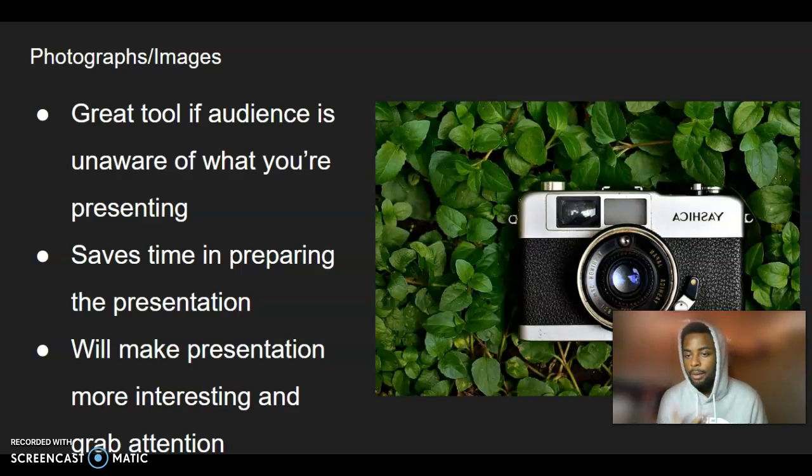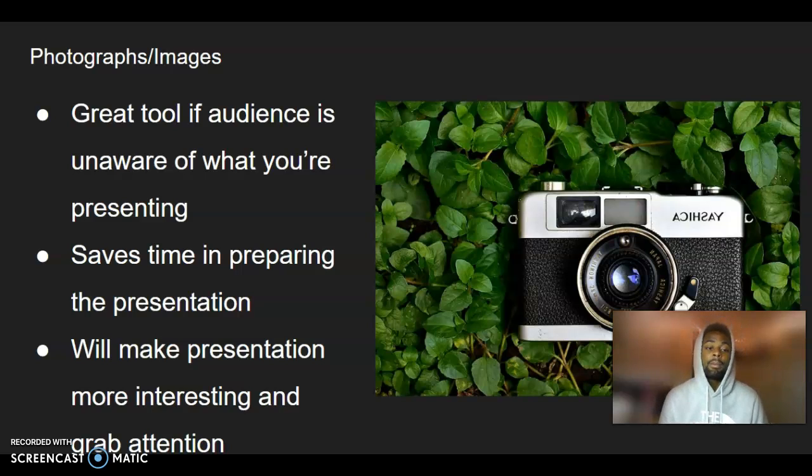Photographs and images, much like charts, grab somebody's attention with an image. You don't want to just have a blank PowerPoint, nothing on there but words and words and words. You might as well just print it out of a book and give somebody that. A great tool for the audience if they are unaware of what you're presenting. If you're presenting a car and your audience doesn't even know what the car looks like, it's probably not going to go down too well.